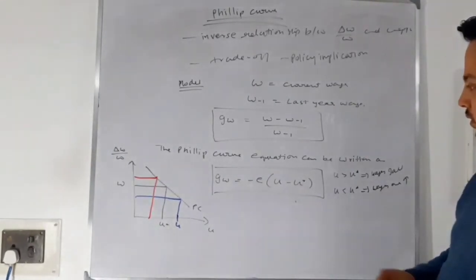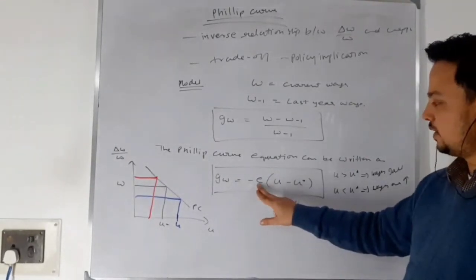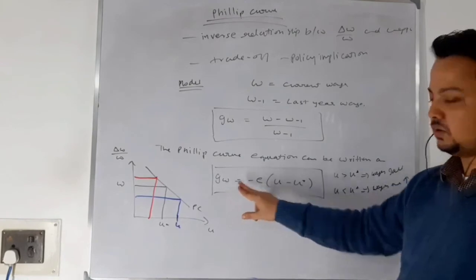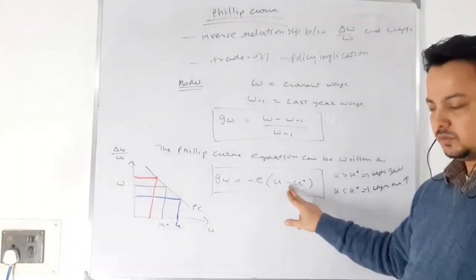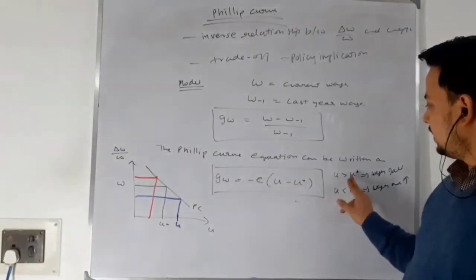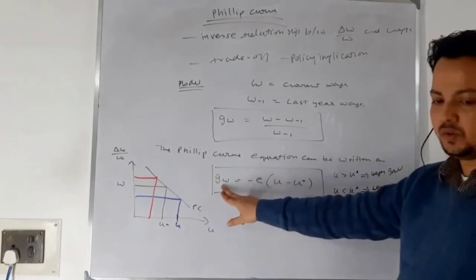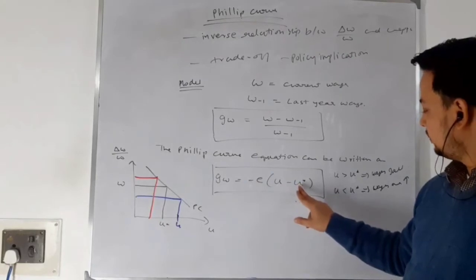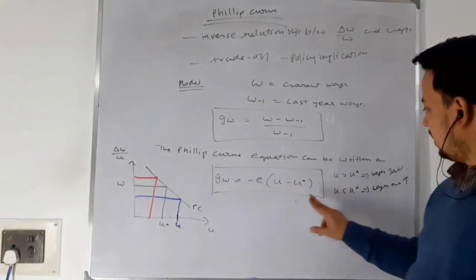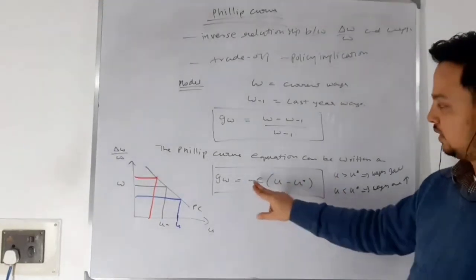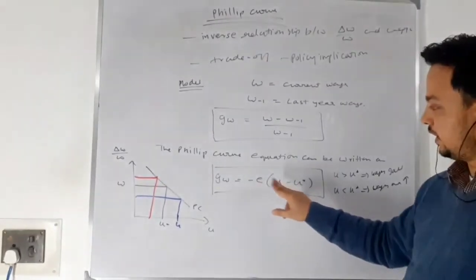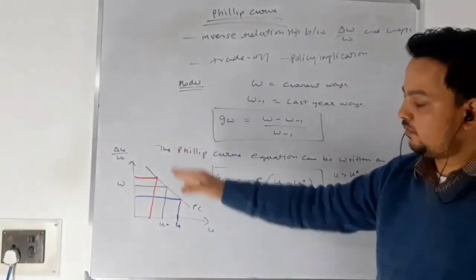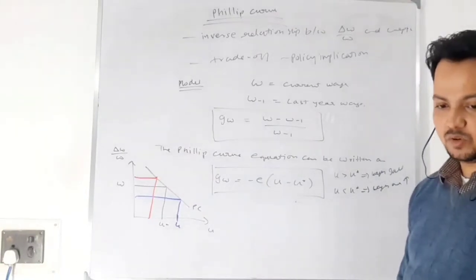So I hope this question is clear: this represents responsiveness of wages to unemployment. When U is greater than U star, wages are falling; the negative sign is there. When U star is greater than U, this term will be positive. Negative, negative, positive: wages are rising, wage inflation in the economy.